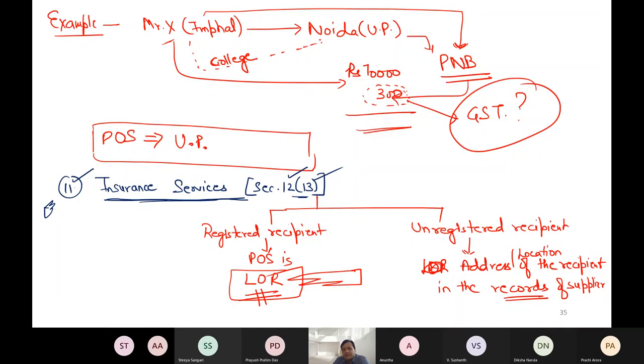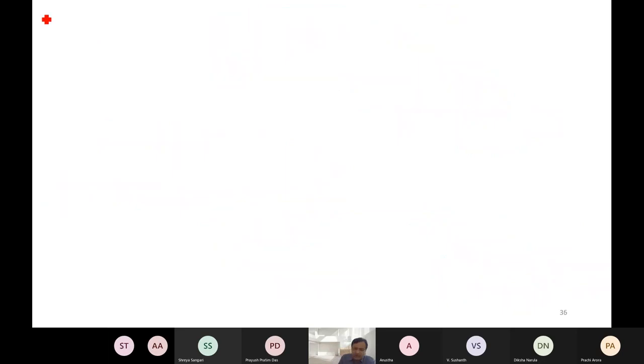If recipient is unregistered, then of course there is no location as such. There is no identity of this unregistered person. Then the address or location which is in the supplier's record. First, let us complete some examples and then I will discuss, in case you have any doubt.